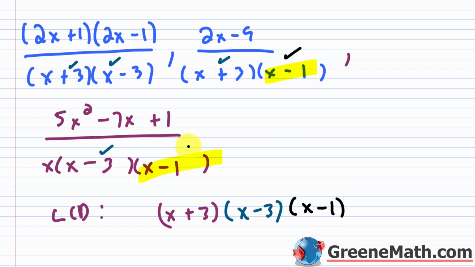And so let me check off this and this. So we have everything except for this x here. I'm going to put that out in front. So the LCD here, and let me check that off, would be x times the quantity x plus 3 times the quantity x minus 3 times the quantity x minus 1.